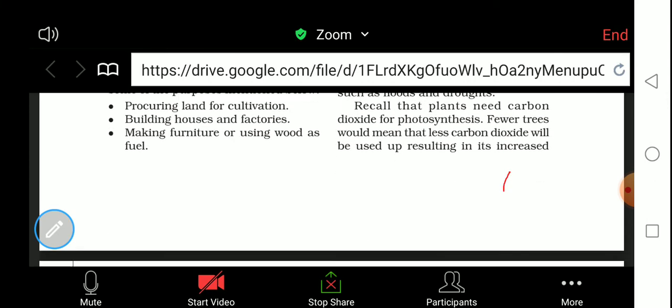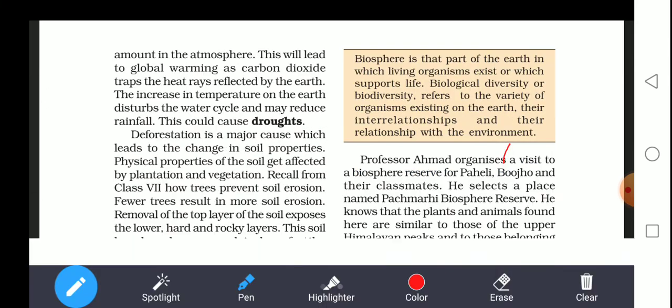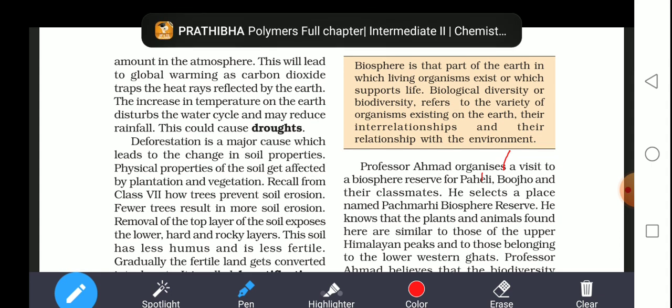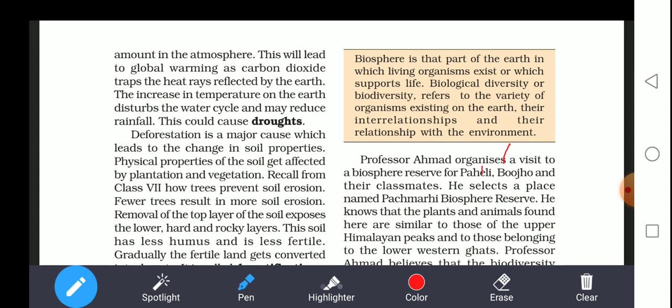We'll study that next. So what happened? I already told this. The amount of carbon dioxide in the atmosphere increases. So this will lead to global warming as the carbon dioxide traps the heat rays reflected by the earth. The increase in temperature on the earth disturbs the water cycle and may reduce the rainfall. This could cause drought.